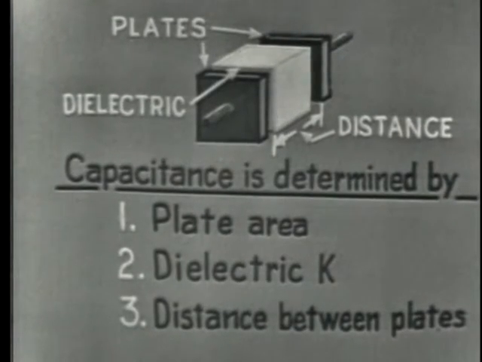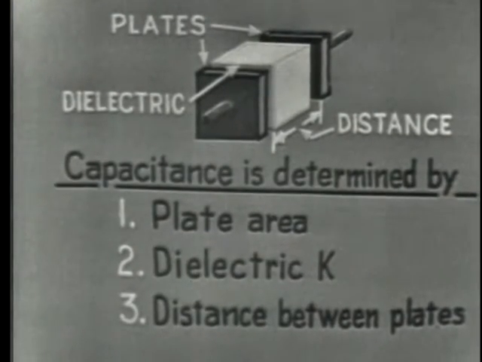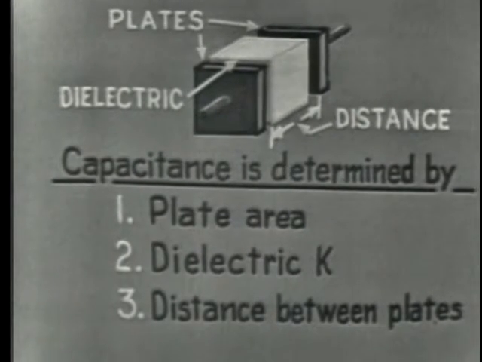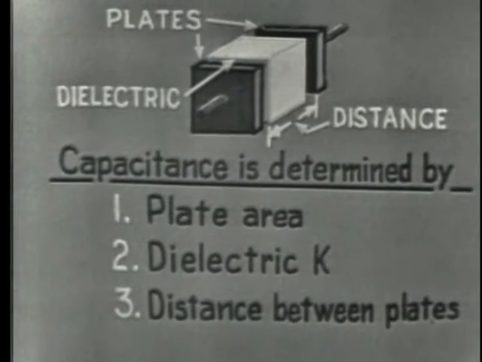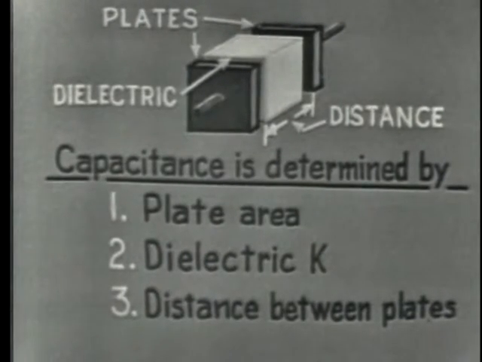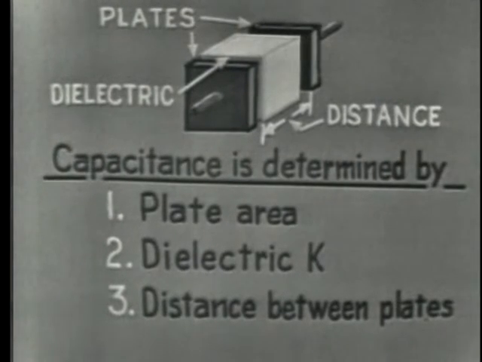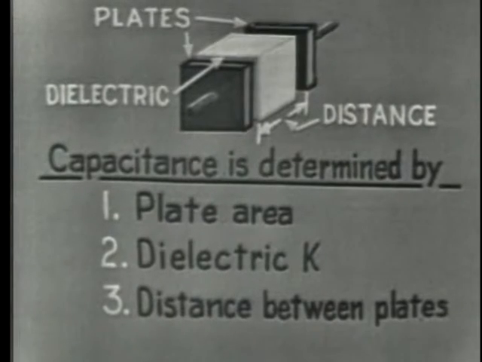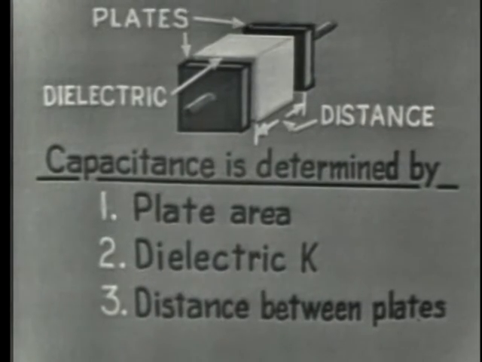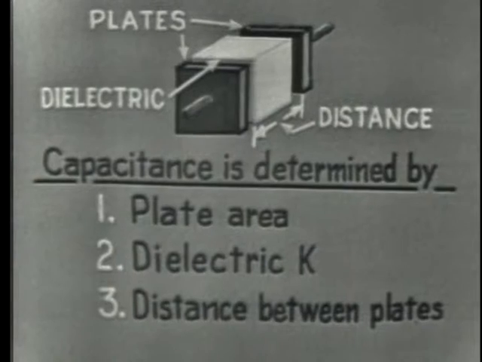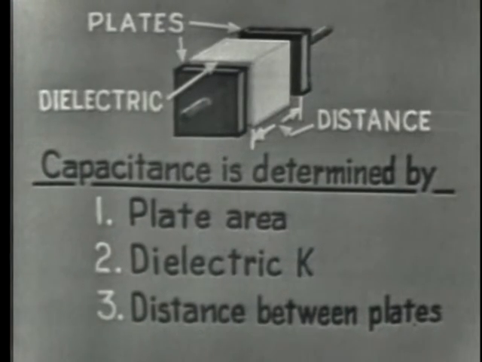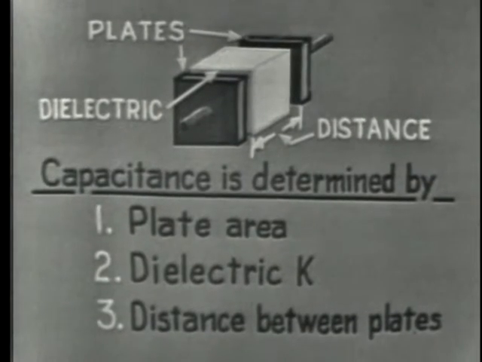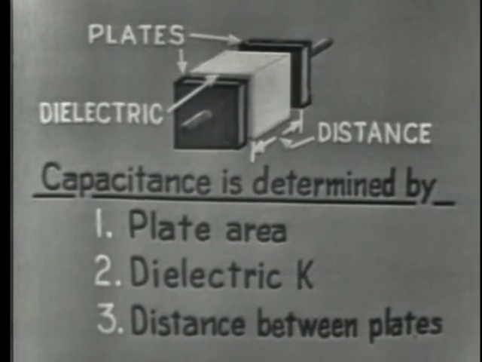The area of the plates is factor number 1. The larger the plates, the greater the capacitance. Factor number 2 is dielectric constant, symbolized by the letter K. The greater the K value, the greater the capacitance. The distance between plates is factor number 3. This factor works inversely. The greater the distance between the plates, the smaller the value of capacitance.